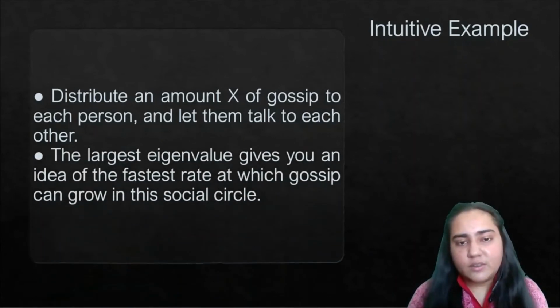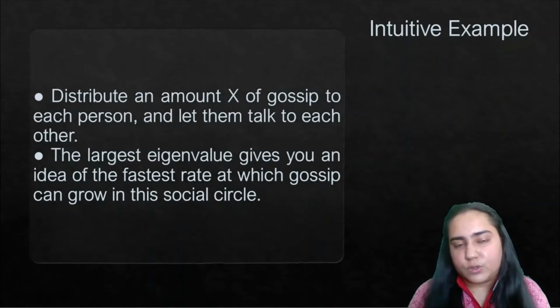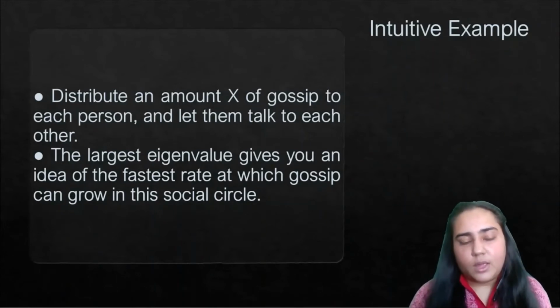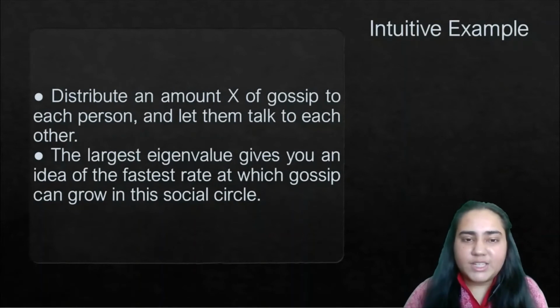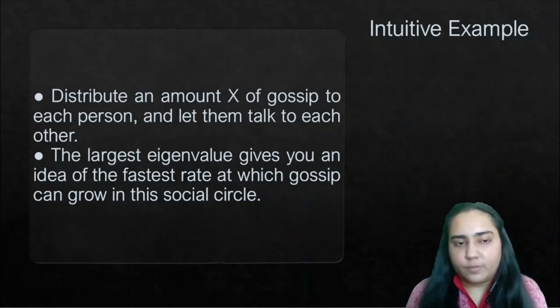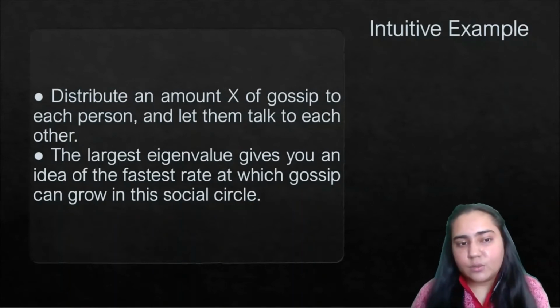The largest eigenvalue gives you an idea of the fastest rate at which gossip can grow in this social circle. So it's a social circle, and the eigenvalue would give you an idea of how the gossip is growing. So if you find the largest eigenvalue, it will tell you the fastest rate at which this gossip is growing in this social circle.